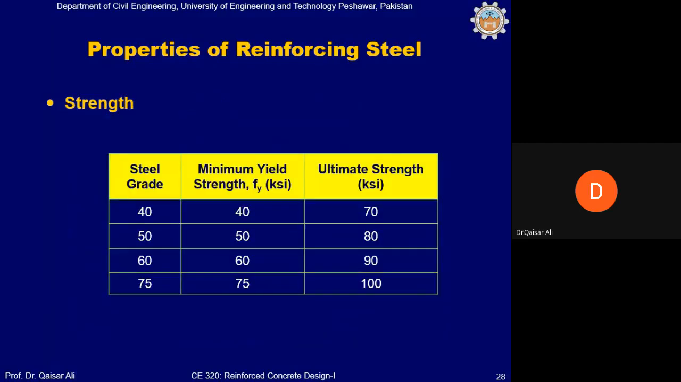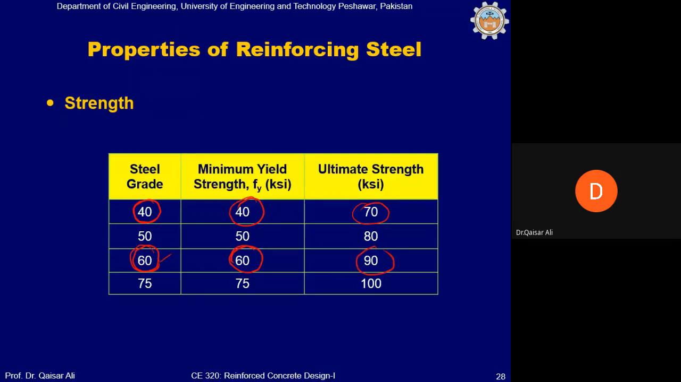Strength of steel bars. Currently in Pakistan, 2 types of steel bars are available. When we say that it is steel grade 40, it means that the yield strength is 40 KSI and the ultimate strength is almost 70 KSI. And in Pakistan, grade 60 is also available now. When we say that steel grade is 60, the yield strength of the steel is 60 KSI and the ultimate strength is around 90 KSI.